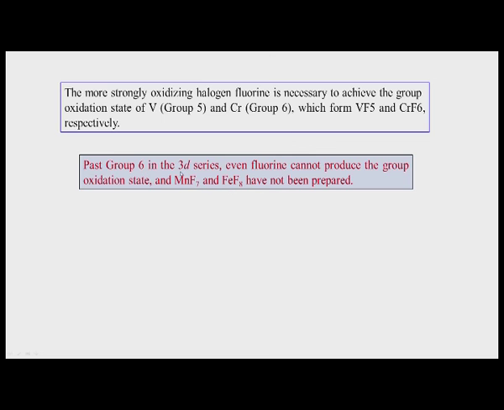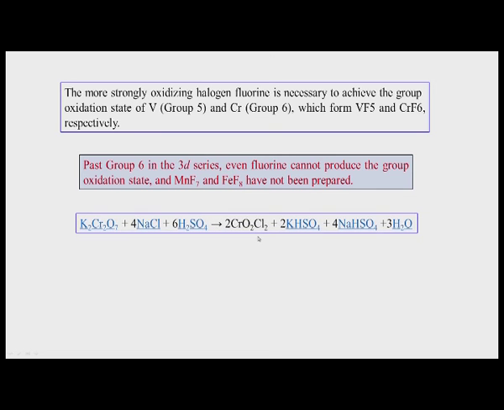But as we pass group 6, the fluoride is a very small one, and even fluorine cannot produce the group oxidation state. So in these two cases, that means group 7 and group 8, we do not get any corresponding existence of manganese heptafluoride and iron octafluoride. So these, as we have just seen, can be stabilized a little bit with the oxides, but cannot be stabilized by fluorides. So this is the corresponding situation where we can have all these differences.